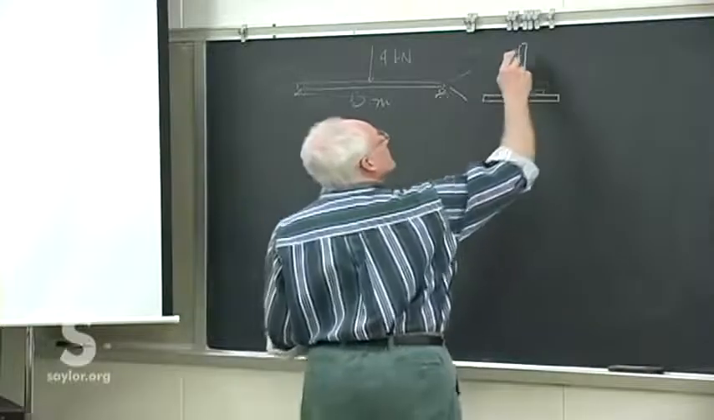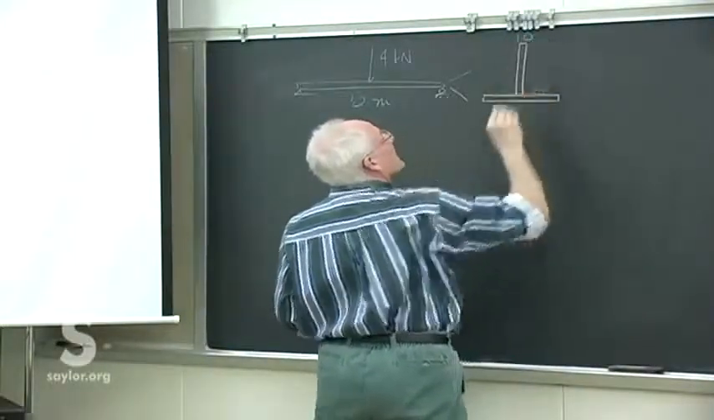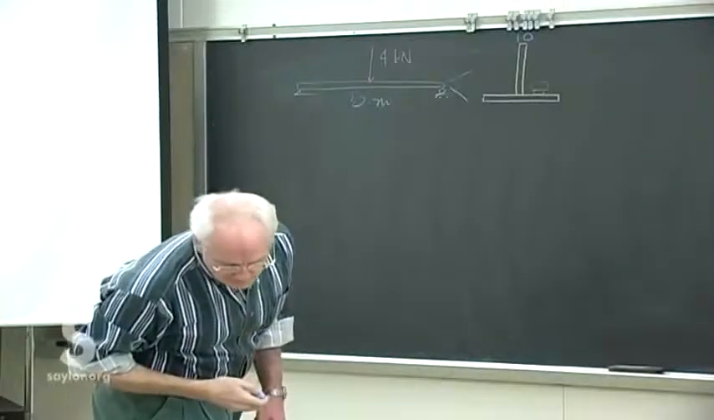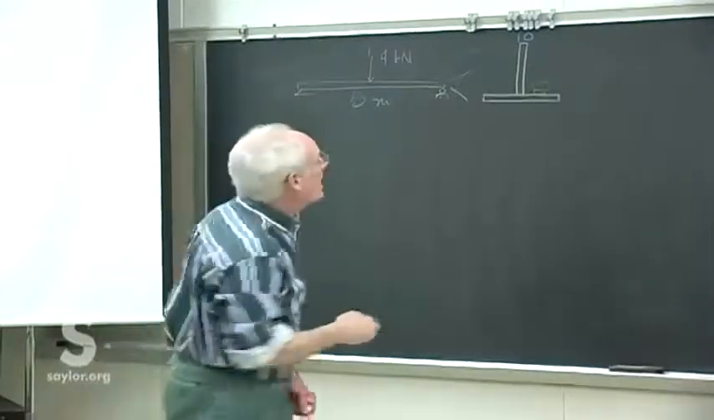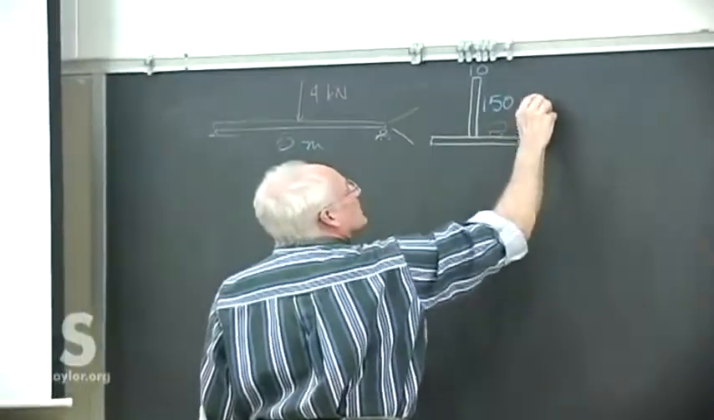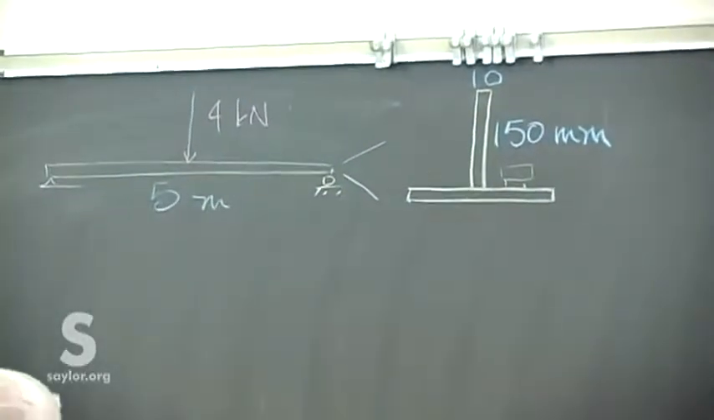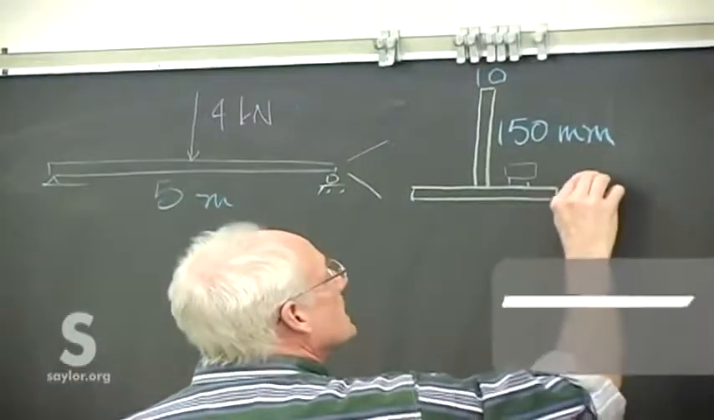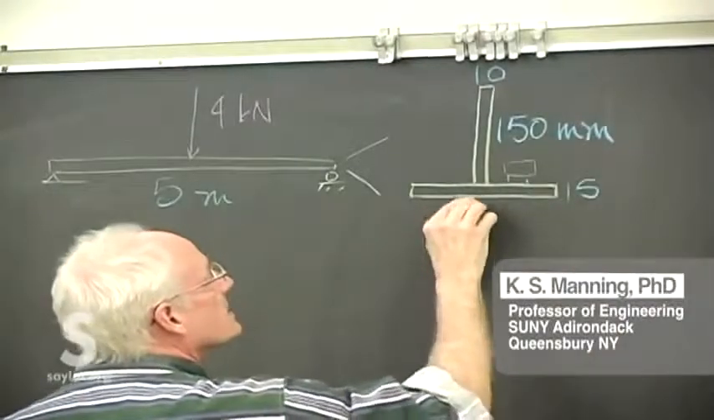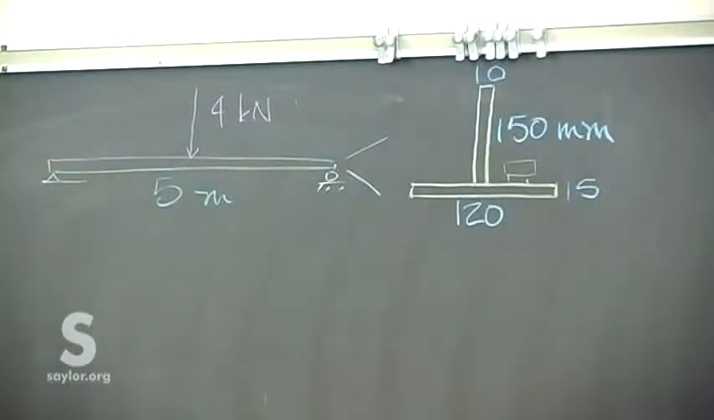All right, so in millimeters, the dimensions are, that little piece there is 10 millimeters wide and 150 millimeters high. The bottom piece is 15 millimeters by 120. But it is symmetric about the y-axis as our requirement for the built-up beams.